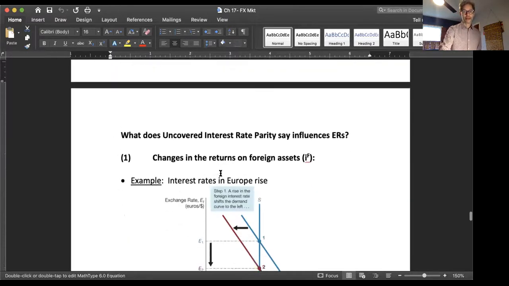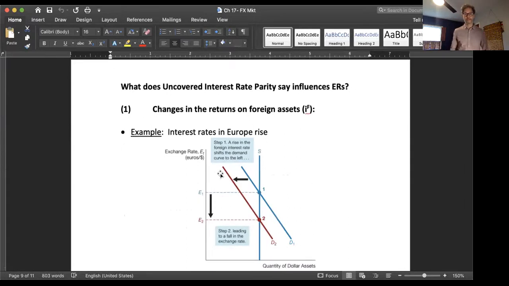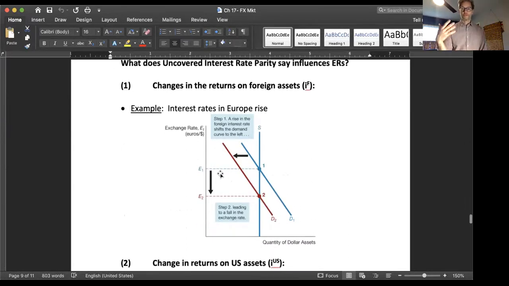So what does this say? What does uncovered interest rate parity say about what influences exchange rates? First, the return on foreign assets is going to impact the value of the dollar, right? For example, what happens if interest rates rise in Europe? Well, if interest rates rise in Europe, that's going to make the euro more attractive to investors, and it's going to make the dollar less attractive. So the demand for dollars should decrease, and the dollar should depreciate.